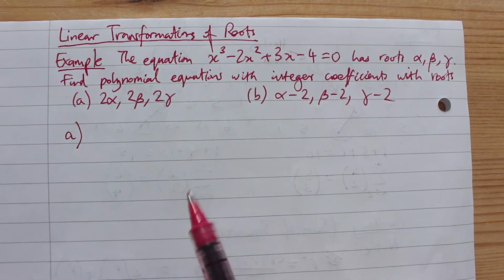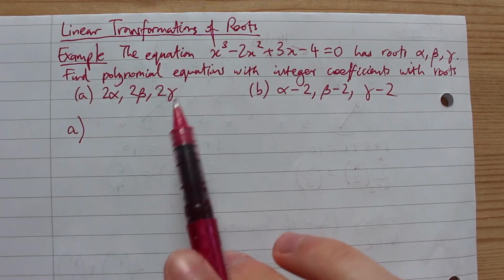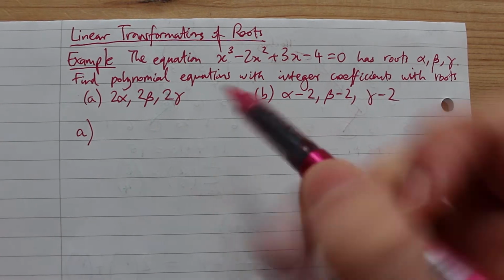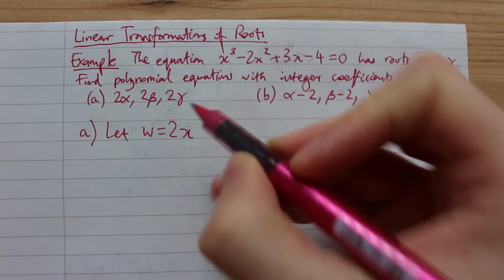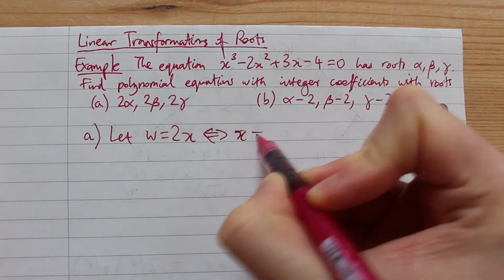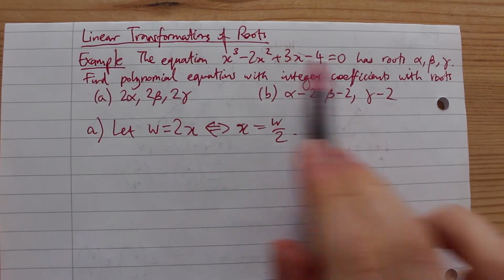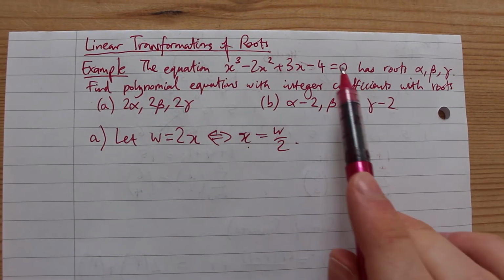So if w is going to be my new variable instead of x, then we know the roots of the polynomial with w are double the roots of the polynomial with x. So we can let w be 2x, which implies that x is a half w. And then we know x satisfies this equation, so let's replace x with w over 2 in this.